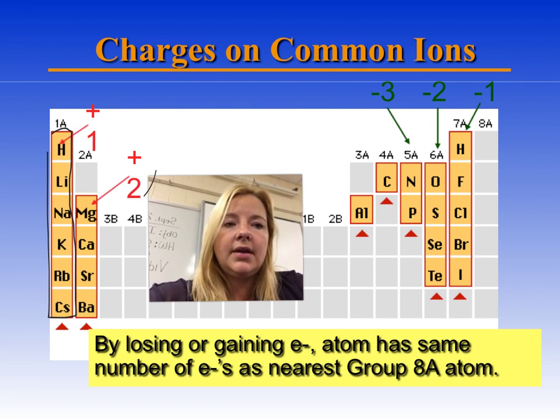Aluminum's the only one in column 3A that's going to get a charge, so that's the only one that's going to have a +3 charge. And then carbon, if it's going to form an ionic bond, sometimes it'll be a +4, sometimes it'll be a -4, but you'll learn how to figure out which one it is.